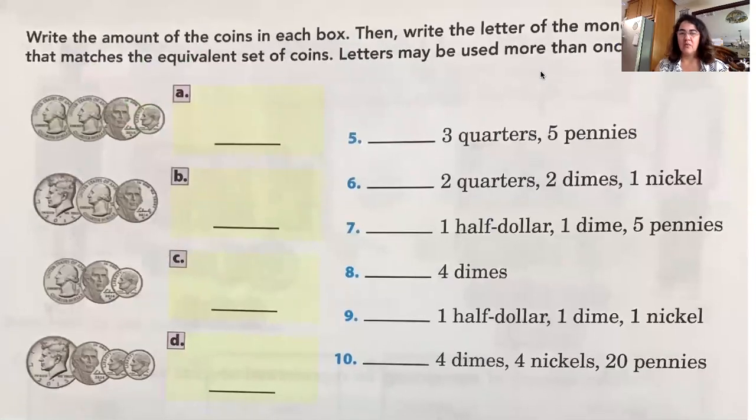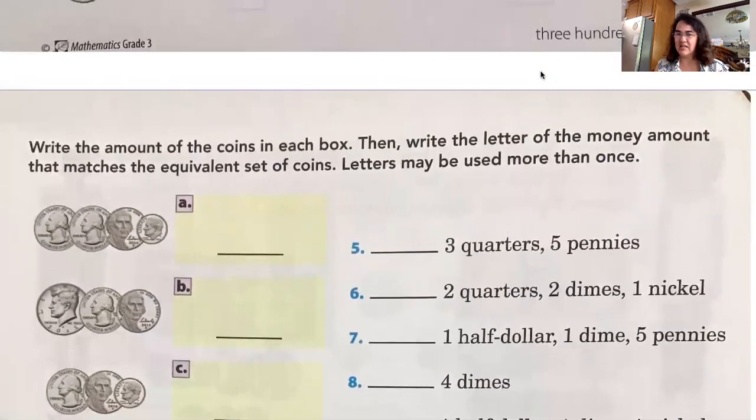We are going to write the amount of the coins in each box. Then write the letter of the money amount that matches the equivalent set of coins. Letters may be used more than once. Are you ready? All right. So here I have a quarter, a nickel, and a dime. So if you go ahead and find for me which one it matches to. First, we can count it up if you'd like.